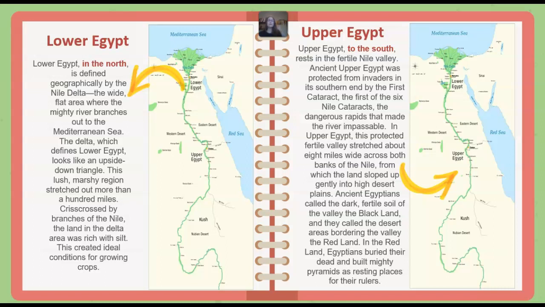Ancient Egyptians called the dark, fertile soil of the valley the Black Land, and they called the desert areas bordering the valley the Red Land. In the Red Land, Egyptians buried their dead and built mighty pyramids as resting places for their rulers.